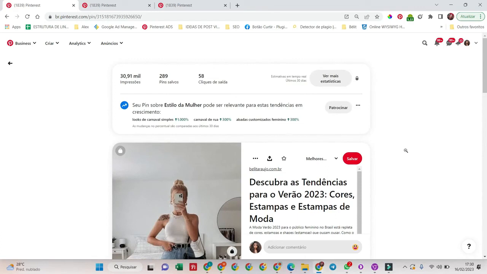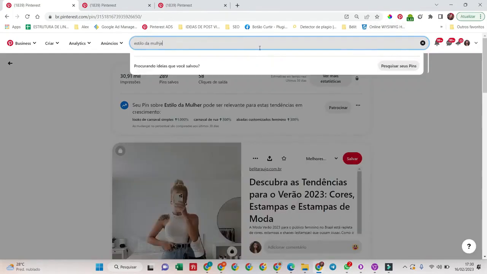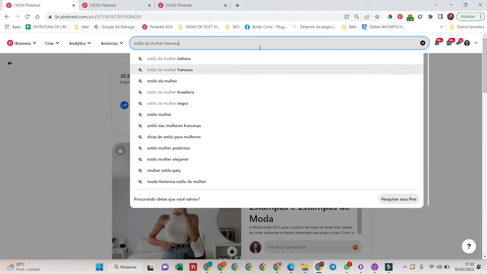And he sees this whole batch of things you do on your pin, like the category. He understood that this pin here is part of a category called women's style. Alright, this is the first insight. Knowing this, you can go to search here. For example, put women's style. You see that people are already researching this.